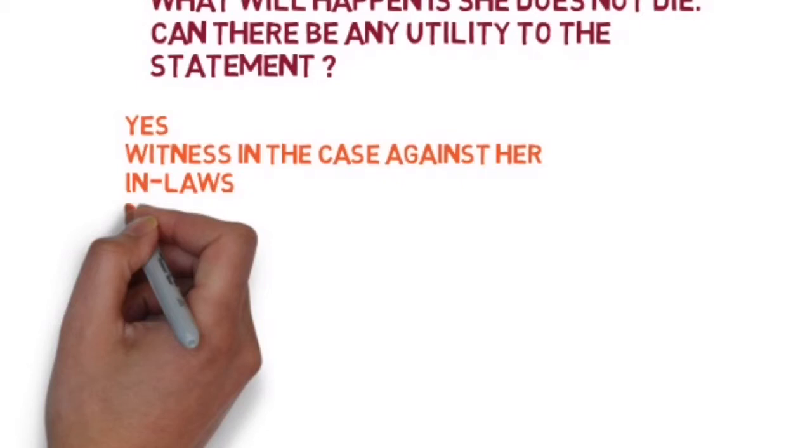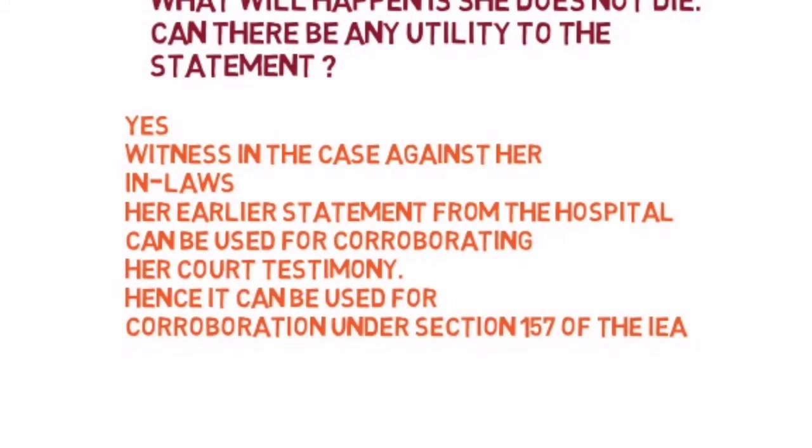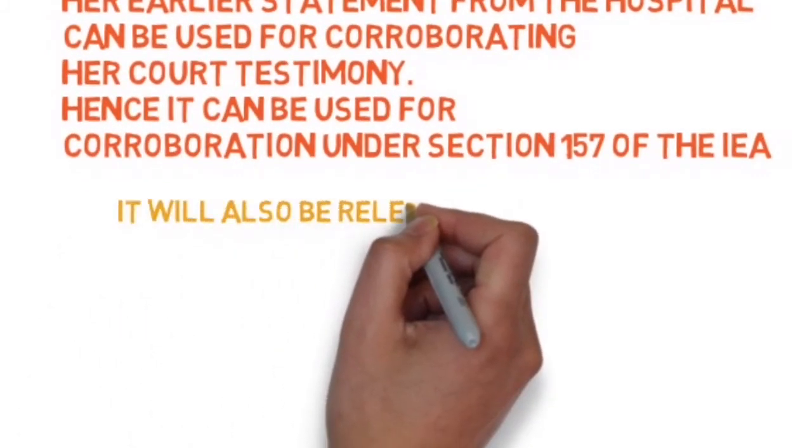The answer is yes, her statement would still be relevant. If she doesn't die, she would presumably become a witness in the case against her in-laws, and then her court testimony can be corroborated by her statement which she gave in the hospital to the magistrate. Thus, that statement becomes relevant under Section 157 of the Indian Evidence Act and can be used for corroboration of the court testimony, and hence the statement is used for corroborative purposes. The statement can also be relevant under Section 21 of the Indian Evidence Act. I suggest you read Section 157 and Section 21 from the Act.